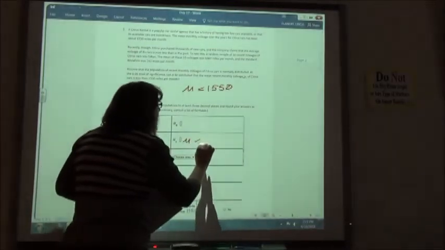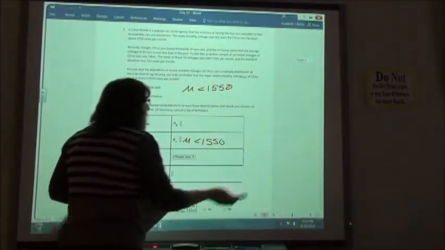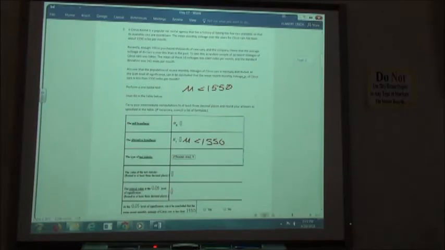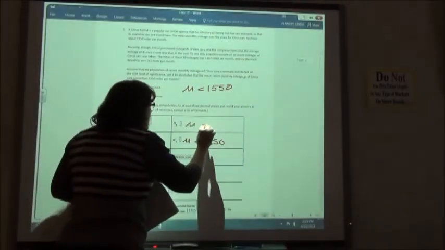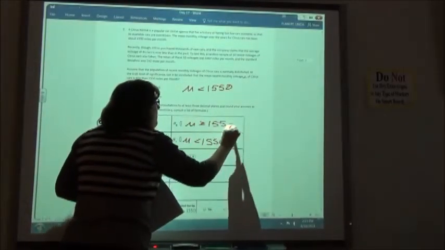My mean is less than 1,550, which means my null hypothesis is going to be the opposite of that. What would my null hypothesis be? The mean is greater than or equal to 1,550. Exactly.